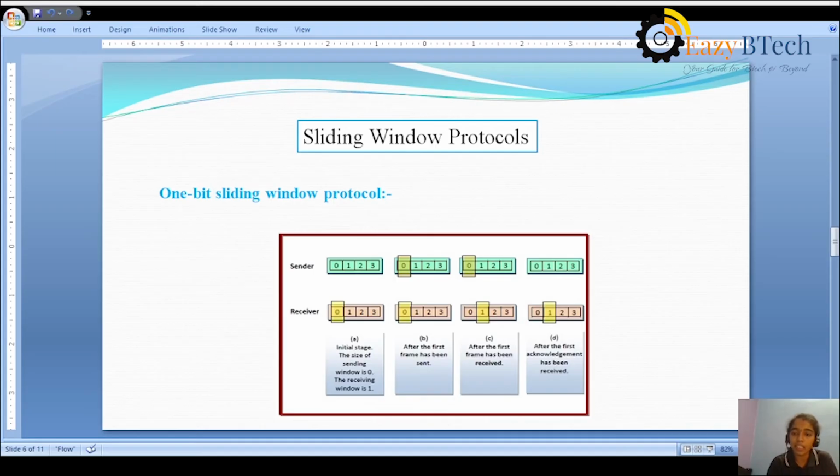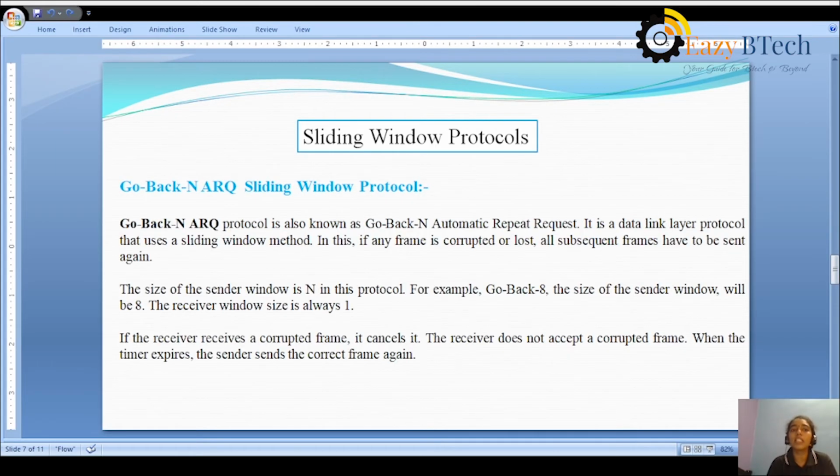Next we have another model, Go Back N ARQ. ARQ stands for automatic repeat request. So what is the purpose of this sliding window? The Go Back N ARQ protocol is known as Go Back N automatic repeat request. It is a data link layer protocol that uses a sliding window method.